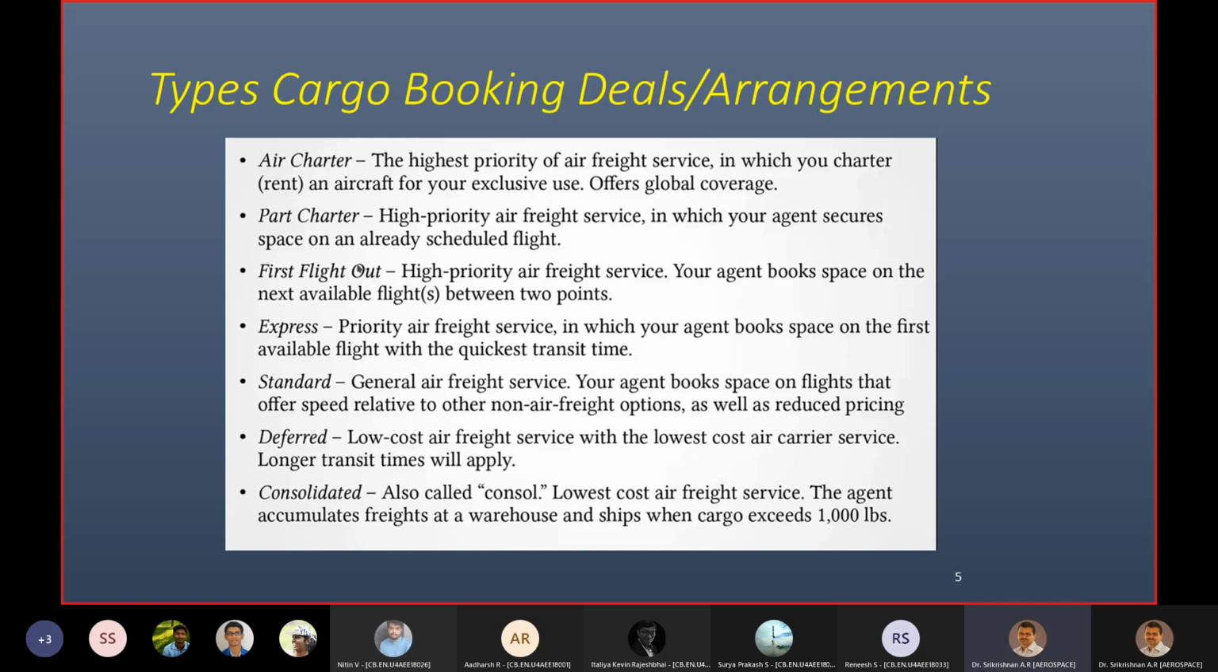Now, you have even lower cost options to go for. One is the deferred one.